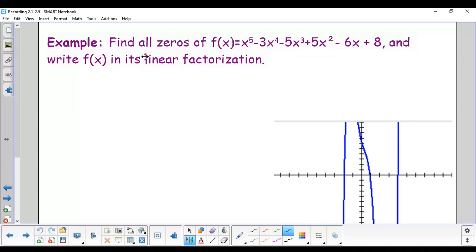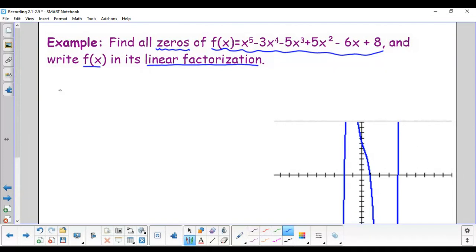So in this example, it says find all the zeros. So we know we want to find out all the x-intercepts of this polynomial, which is written in standard form. And then we want to write f of x as a linear factorization. So that means I want each parenthesis term to be x plus something or x minus something.